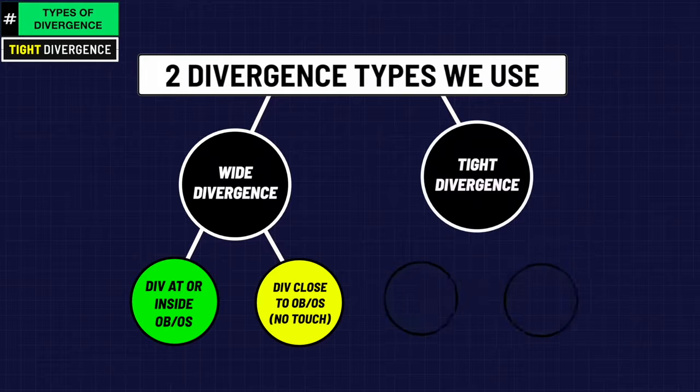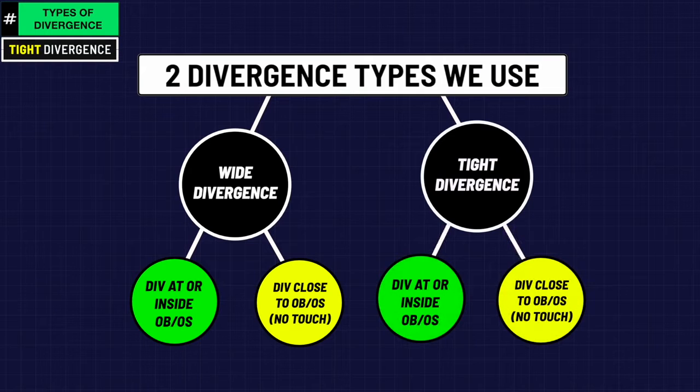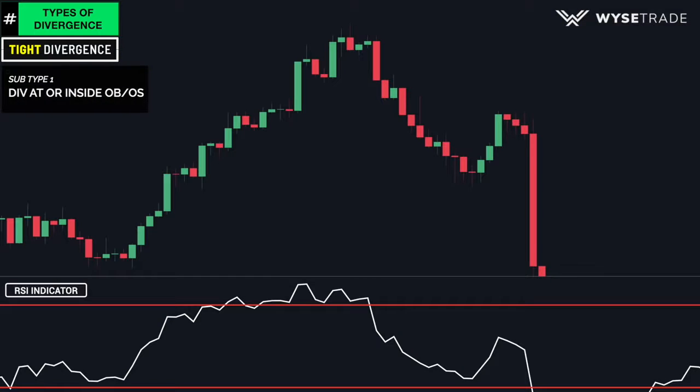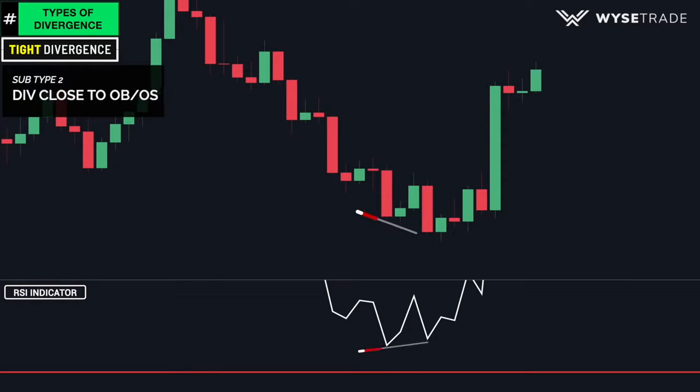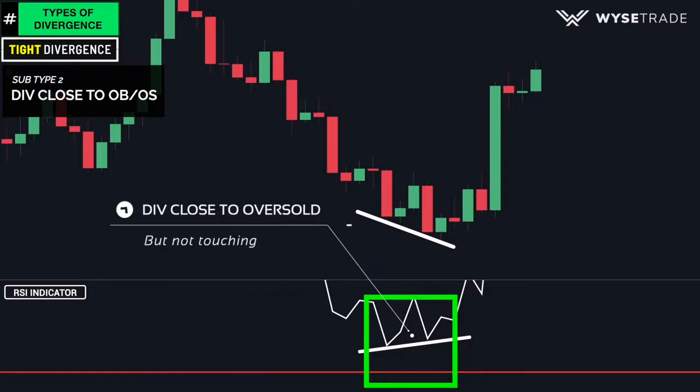So again, we have the two subtypes of tight divergence, which is: 1, when the divergence occurs at or inside of the overbought or oversold region. This is clearly occurring in the region. Or 2, when the divergence occurs close to the overbought or oversold region. Notice how it's close, but not touching.